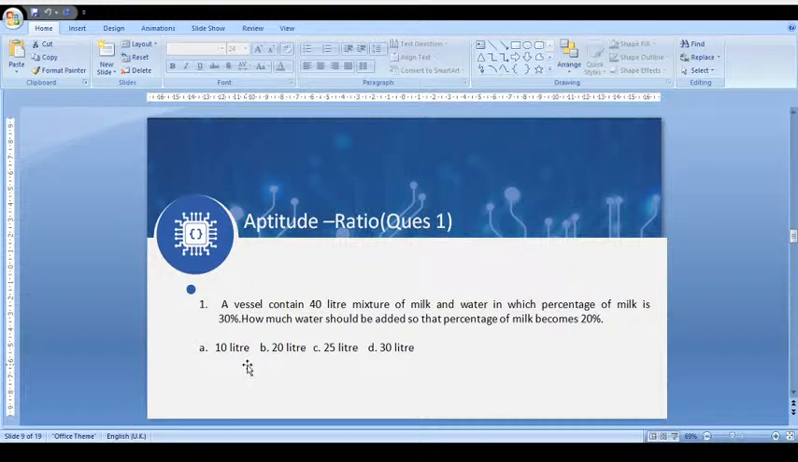It is saying that a vessel contains 40-liter mixture of milk and water, in which percentage of milk is 30%. How much water should be added so that percentage of milk becomes 20%? Okay, that means there's a vessel which have a 40-liter mixture, and in which percentage of milk is 30%. Okay, let's see.